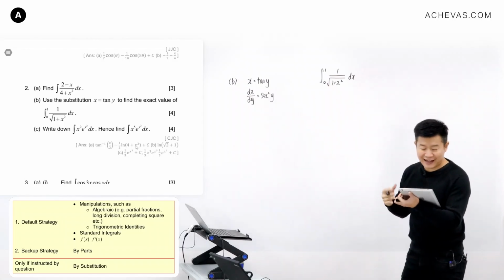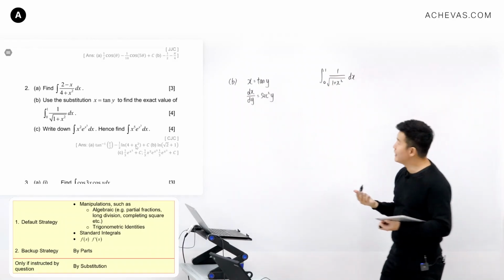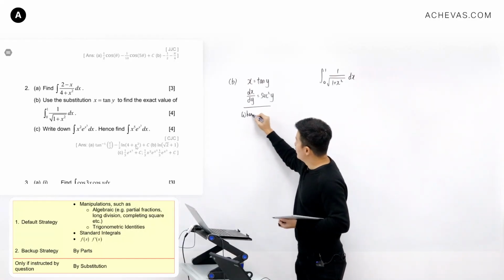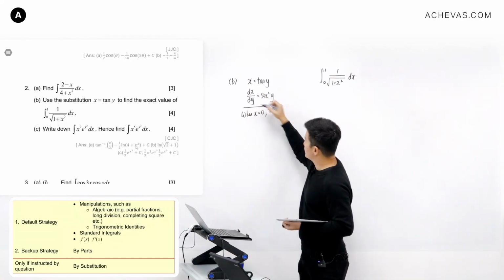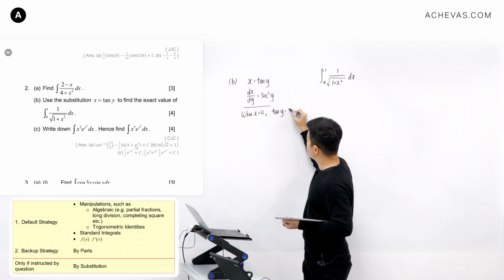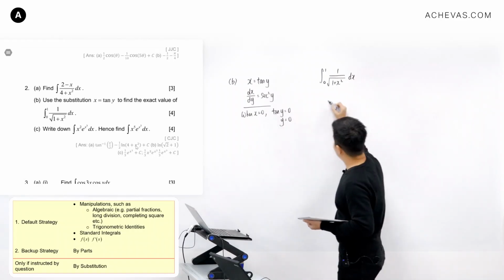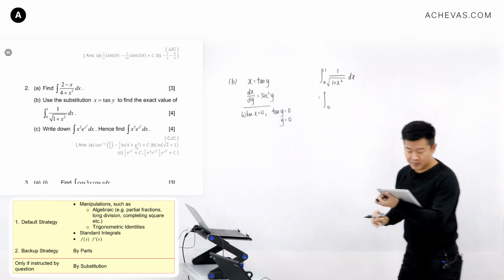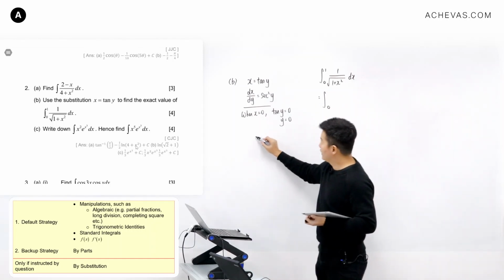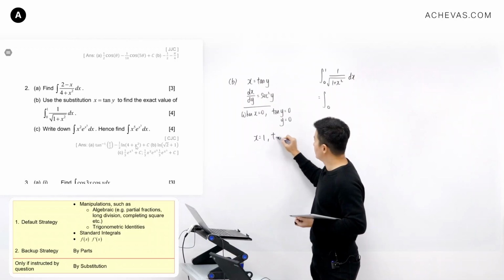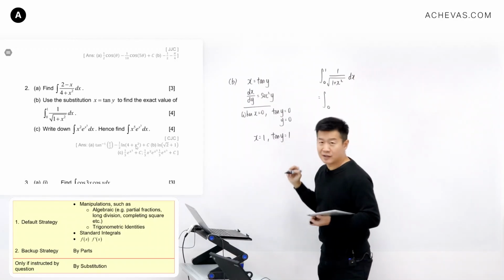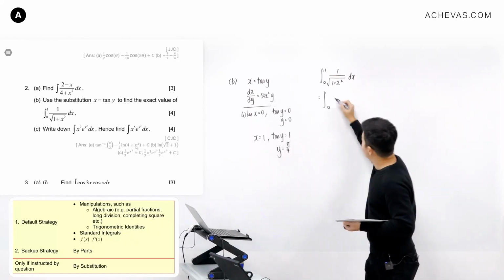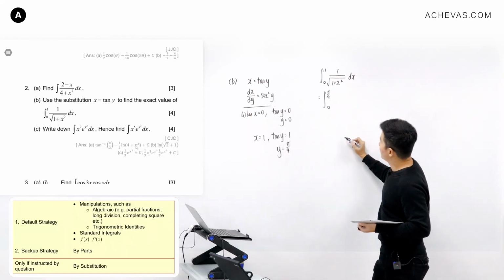0 and 1 are x values, so I want to also replace them by the corresponding y values. So when x is equal to 0, that means tangent y is equal to 0. This tells me that y is equal to 0. So 0 is going to be replaced by 0. And when x is equal to 1, tangent y is equal to 1. This is obvious: y is equal to pi over 4. So here is a pi over 4.